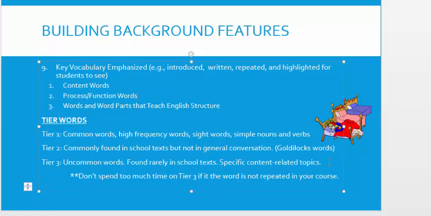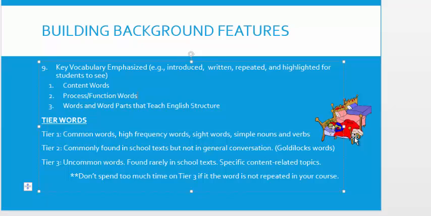Tier 2 words are found in school textbooks, but not necessarily in general conversation. So those are more geared probably to your content area. We call those the Goldilocks words, which is the little picture cue that I have there for you, where she's finally found the just right bed. They're not too simple and they're not too uncommon, but they're just right. They're important for them to learn so that they can be successful in your classroom. Oftentimes those words can even be transferred into other content areas as well, but they are more specific in academic contexts.